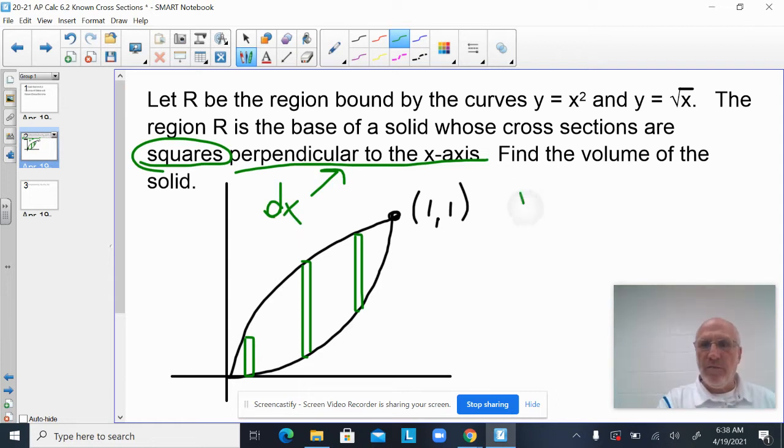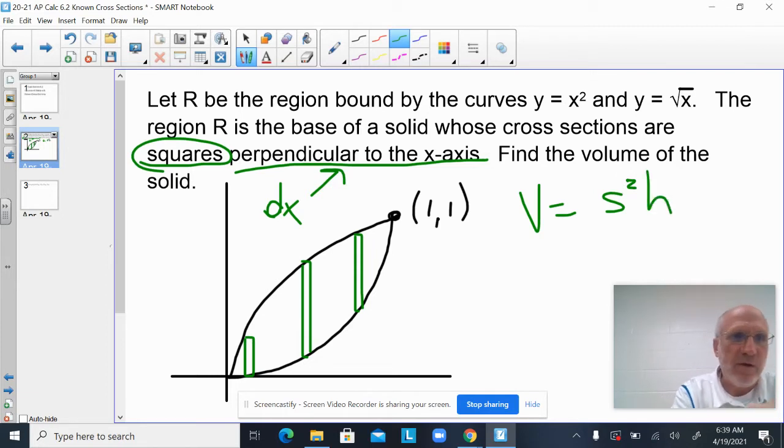So to find the volume, well, how do you find the volume? If I had a square prism, the volume of one of those would be length times width times height. Now, of course, the height is dx. The length and the width are the same in this case because it's a square. So I'll use the letter S, carefully, for side length. It'd be the side length squared times the height.